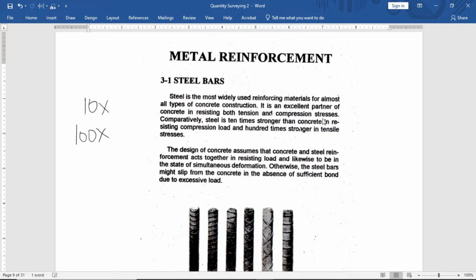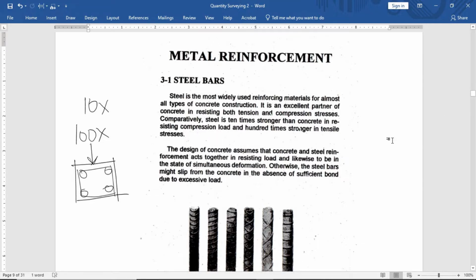So, pag nag-design daw tayo ng reinforced concrete, reinforced kasi mayroon tayong reinforcement steel na tinatawag. So, pag nag-design tayo, simultaneous yung pag-resist sa load. So, sabay yung pag-resist nila sa load. So, kung sabay yung resist nila sa load, sabay rin yung deformation nila.